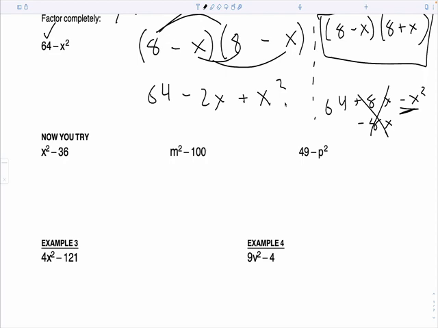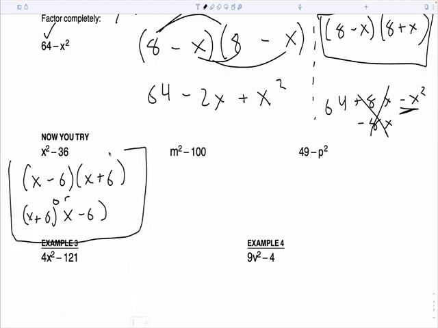I know you're done because your pencil's down. You tried those first 3 problems. Give me the first one that you got, Colby. I got x minus 6 times x plus 6. Anyone get something different? I just flipped them. You could also have x plus 6, x minus 6. That works too. Second one, what did you get, Maya?